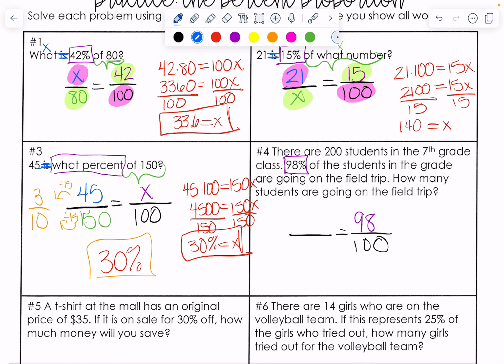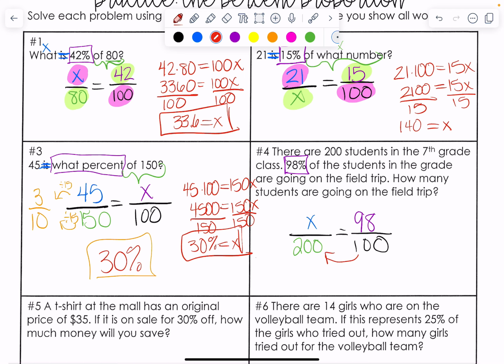And then now we need to figure out if that 200 is our part or the whole. So in this case, the 200 is our whole. It's 100% of the kids, is another way to think of it. It needs to be lined up with the 100%. We're trying to figure out that part that's equal to the 98%. So in this case, you could always default to your cross products. The cross product method will always work.